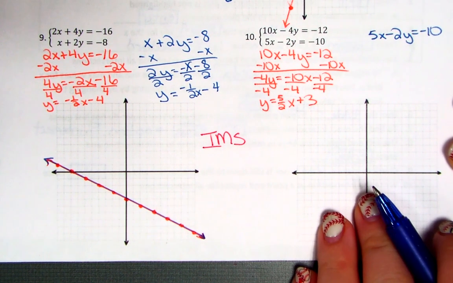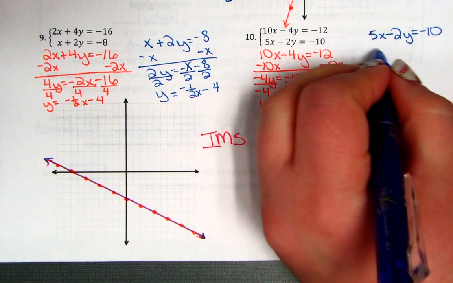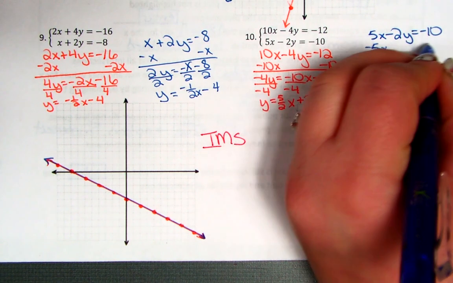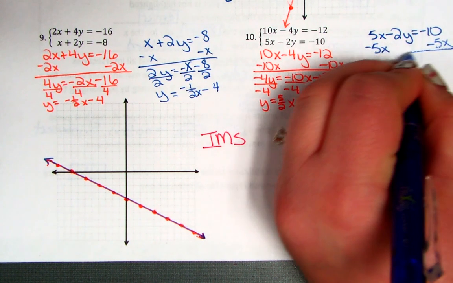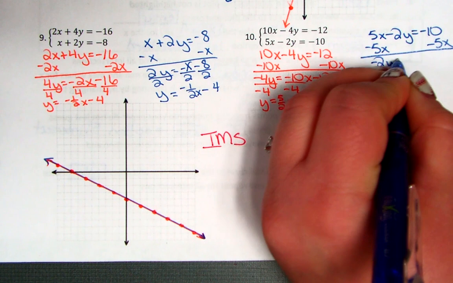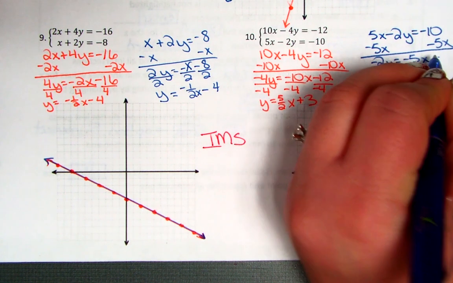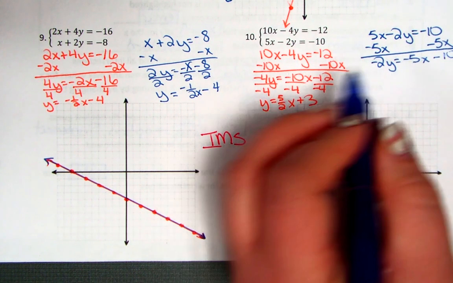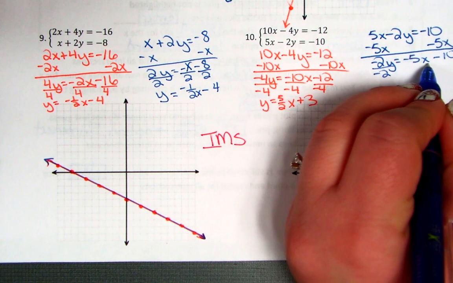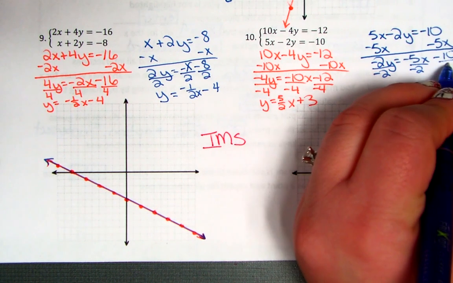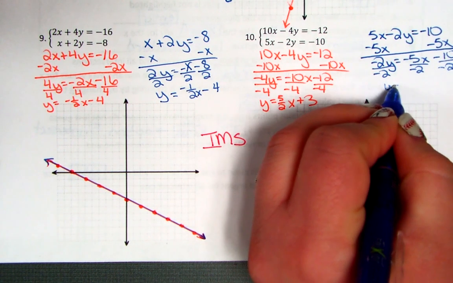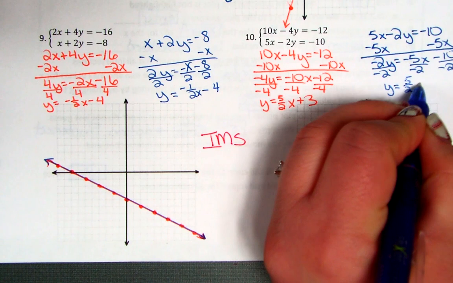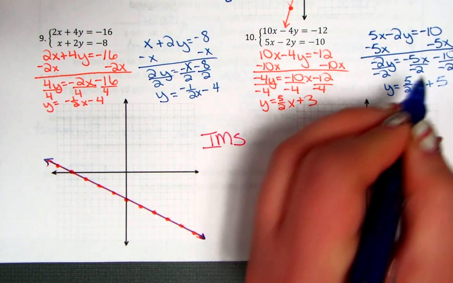Let's solve to get y alone in this equation. We'll subtract 5x. Negative 2y equals negative 5x minus 10. Divide by negative 2 all the way across. And y is equal to 5/2 x plus 5.